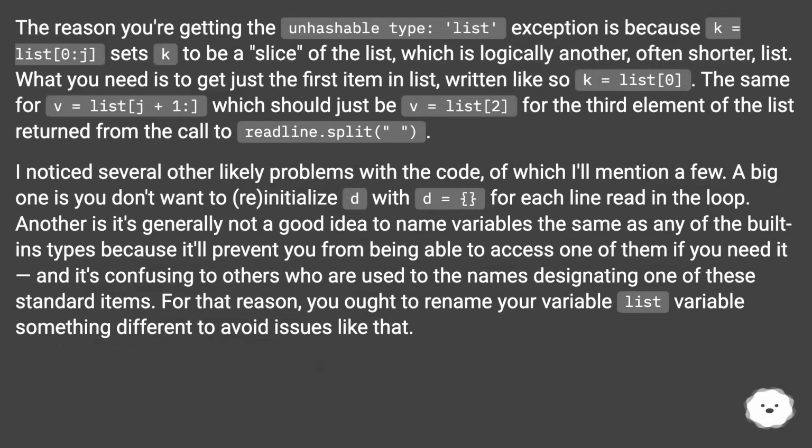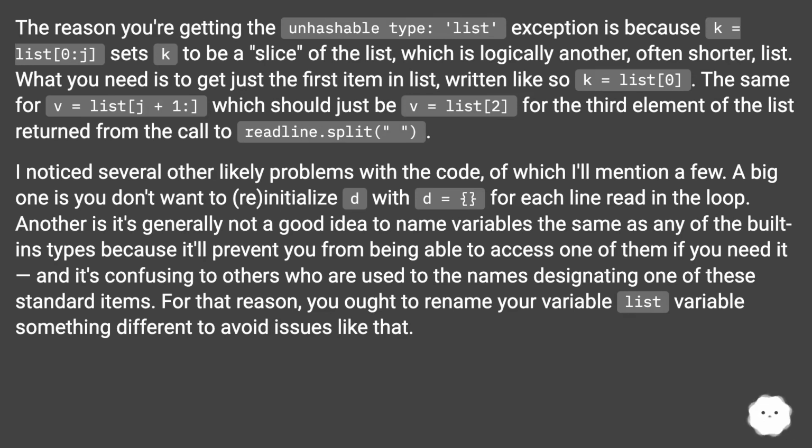The reason you're getting the unhashable type: 'list' exception is because k = list[0:j] sets k to be a slice of the list, which is logically another, often shorter, list. What you need is to get just the first item in the list, written like so: k = list[0]. The same for v = list[j+1:], which should just be v = list[2], for the third element of the list returned from the call to readline.split.